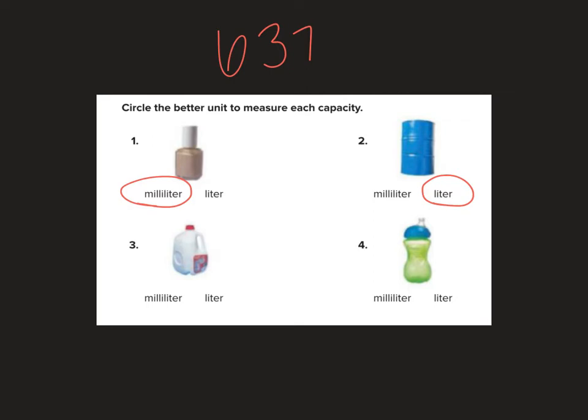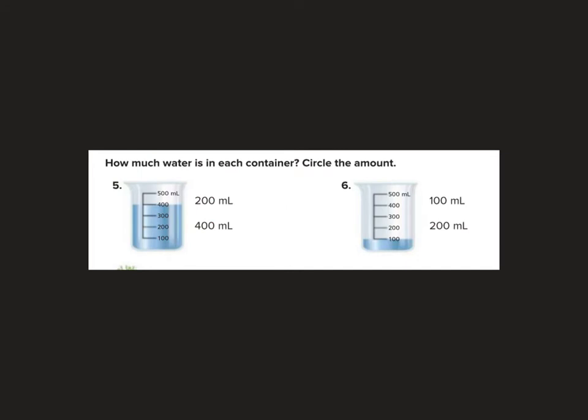Okay, if we're looking at a gallon, we would do liter because it's a bigger amount. If we're looking at a sippy cup, we'd probably do milliliter because it's a smaller amount. Okay, so liters are larger amounts of water. Milliliters are just drops of water, right? Okay, how much water is in each container? So this is kind of looking at the measurements and saying, okay, hey, look, goes up to 400 milliliters. Okay, this one goes up to 100 milliliters, right?